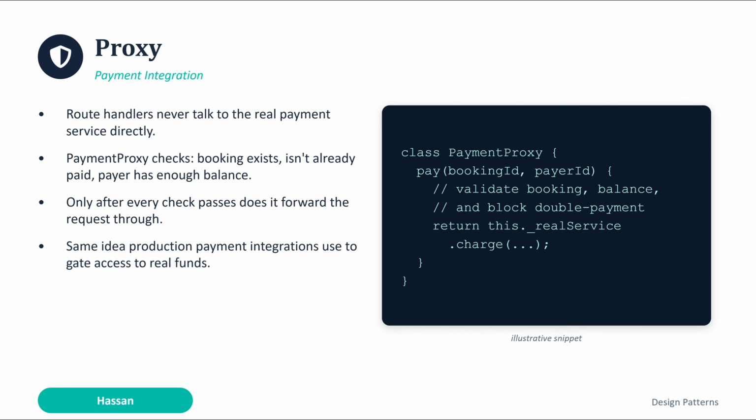And then last but not least, finally we have the proxy for handling payments. We never let a route handler talk directly to the service that actually moves money. Every payment request goes through a payment proxy first, which checks that the booking exists, that it hasn't already been paid, and that the payer has enough balance. Only after every one of those checks passes does the proxy forward the request to the real payment service.